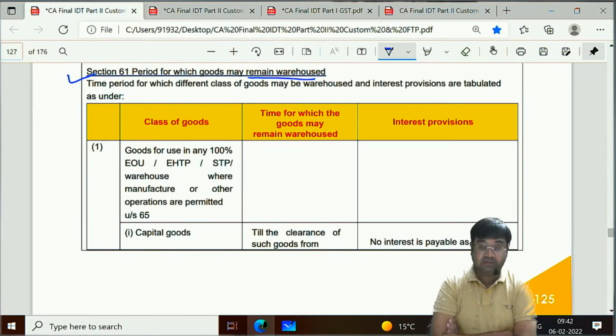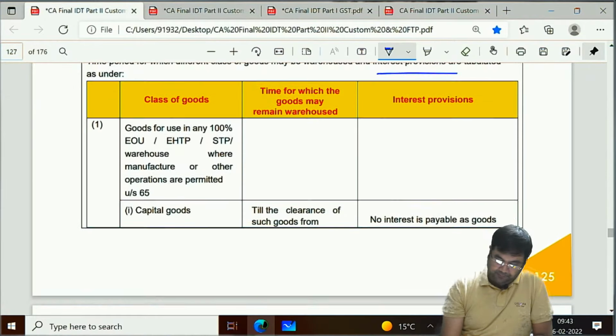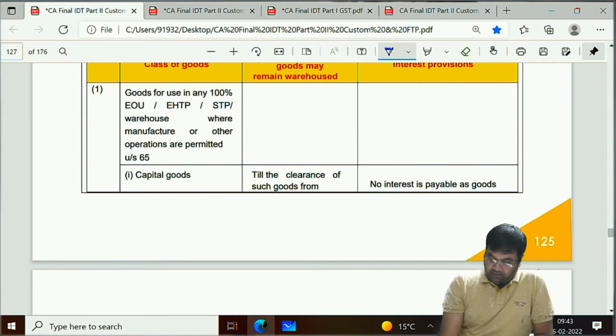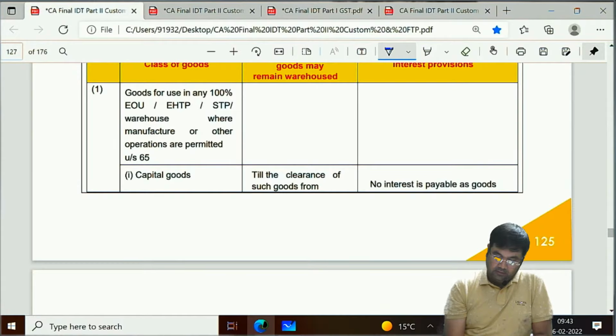So let's understand the time period for which he can deposit the goods in the warehouse. Section 61. Period for which goods may remain in warehouse. So the time period for which different classes of goods may be warehoused, and the interest provision. What is going to be the interest? So in this provision you are going to see two categories of importer. First one is importer who is basically 100% EOU, ESTP, STP.